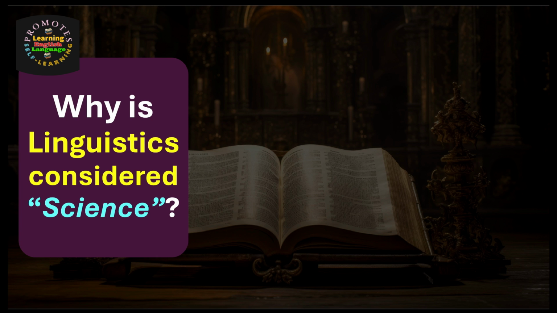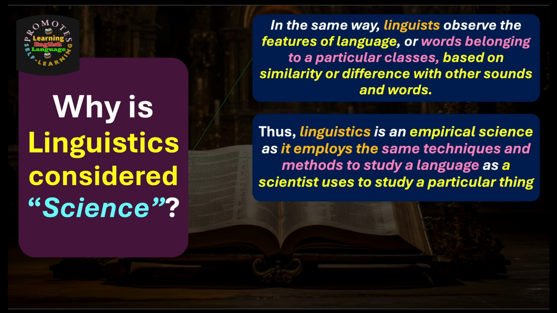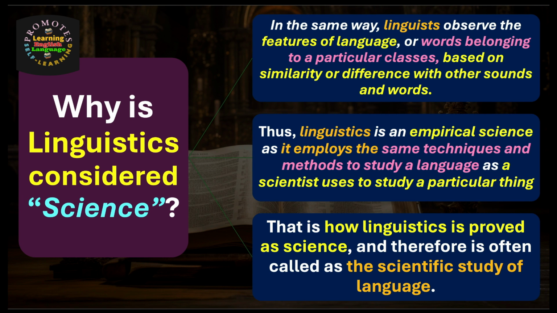Therefore, in the same way, linguists observe the features of language or words belonging to a particular class based on similarity or difference with other sounds and words. Thus, linguistics is an empirical science, as it employs the same techniques and methods to study a language as a scientist uses to study a particular thing. That is how linguistics is proved as science, and therefore is often called the scientific study of language. That is basically the idea about why linguistics is considered science, not art.